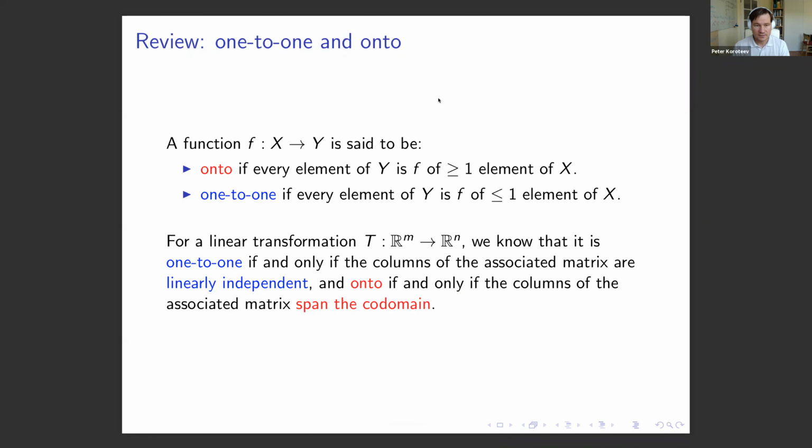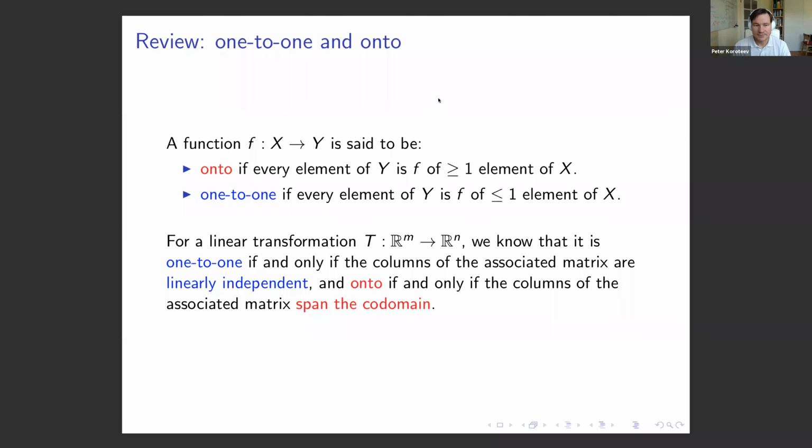Now there are two important cases of this linear transformation: when this function is onto and when it's one-to-one. A function f from X to Y is called onto if every element of Y is an image, is f of at least one element of X. So there is one or more elements in X which are mapped to Y. And we call it one-to-one if every element of Y is an image of at most one element of X.